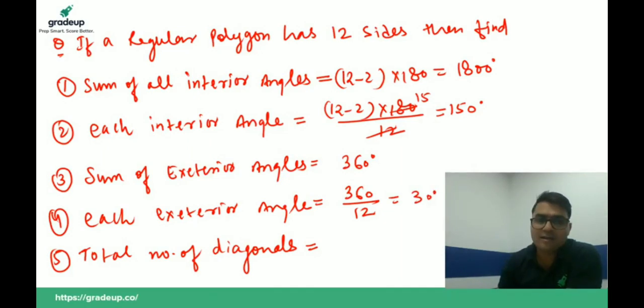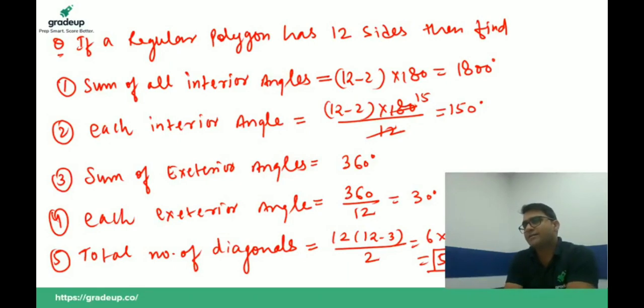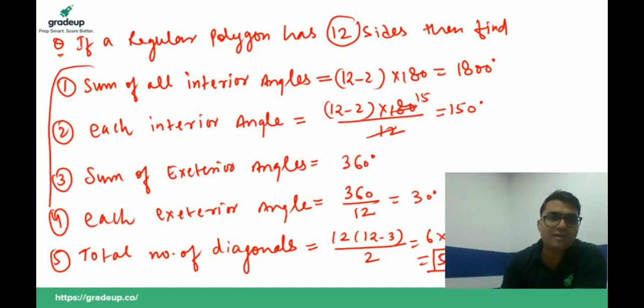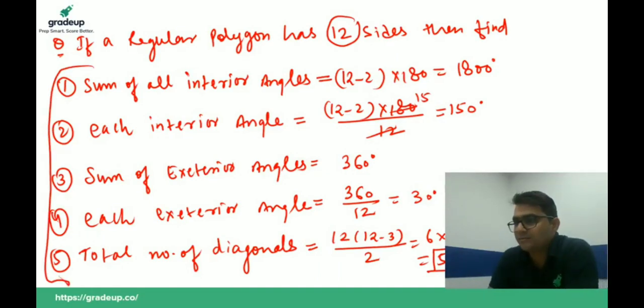And number of diagonals is n into n minus 3 divided by 2. This is 6 into 9. This is 54. So there were 54 diagonals. Alright, is it clear to all of you? If you have the number of sides, then you can easily find all these. There is no problem.